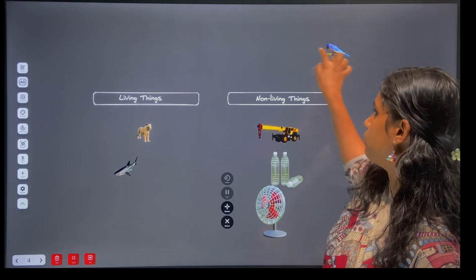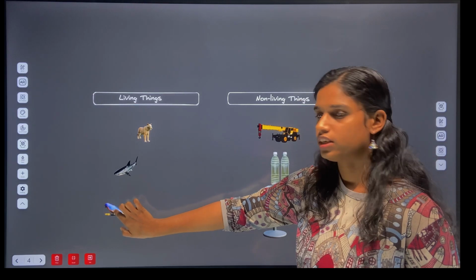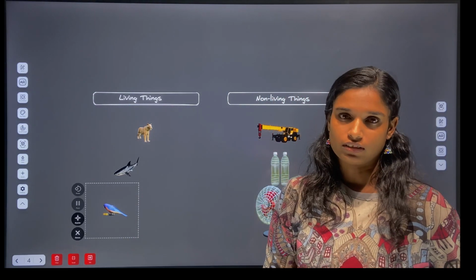Then lastly comes the bird. It goes to living things. It can move and it needs air and water and it can fly. So it comes under living things.